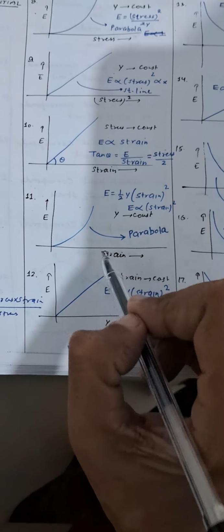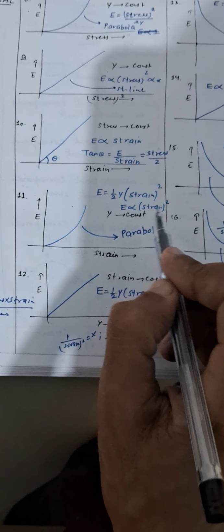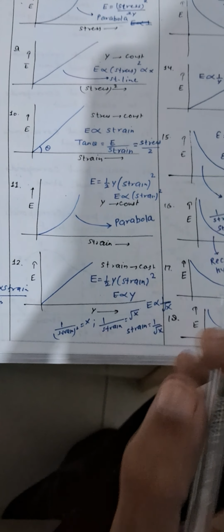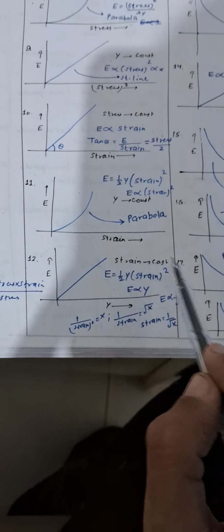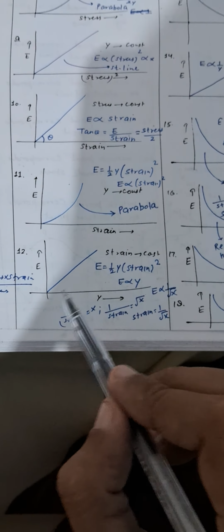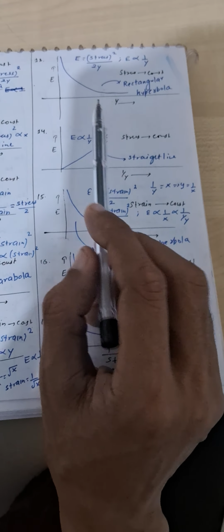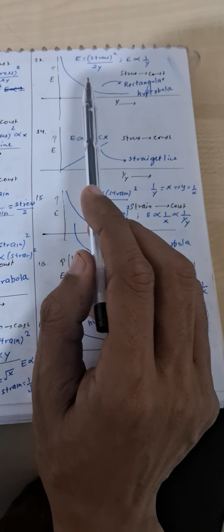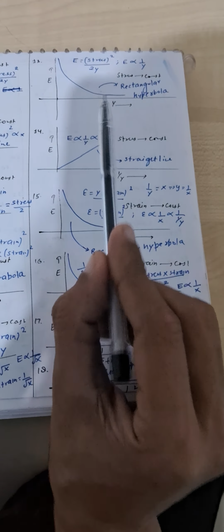Next is the graph between E and strain when Y is constant. Y is the Young's modulus. So the relation is this: E proportional to strain square, and the graph will be a parabola. Then we have strain constant, graph between E and Y. The relation will be half Y strain square, so E proportional to Y, which means the graph will again be a straight line. Next is the E versus Y graph when stress is constant. We know the formula will be stress square by 2Y, so E proportional to 1 by Y, and the graph will be a rectangular hyperbola.